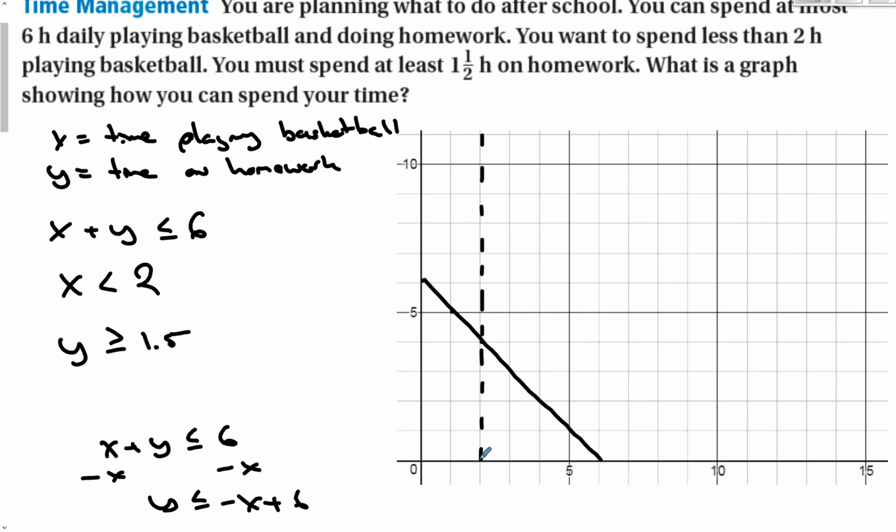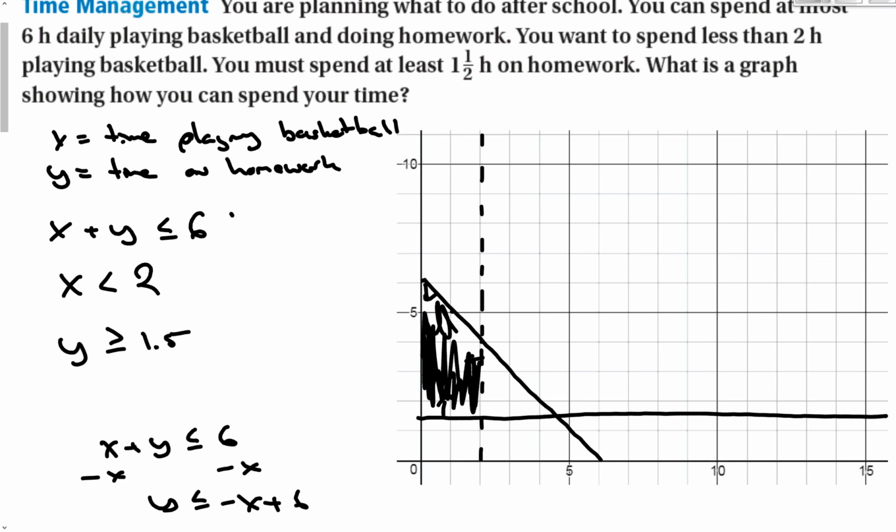And finally, y is greater than or equal to 1.5. So that's going to be right there, and we'll put a nice straight boundary. For this one, we're going to shade below. For x, we're going to shade to the left, and for y, we're going to shade above. So this is the region right here. Any point in that little region right there will fill all these different constraints.